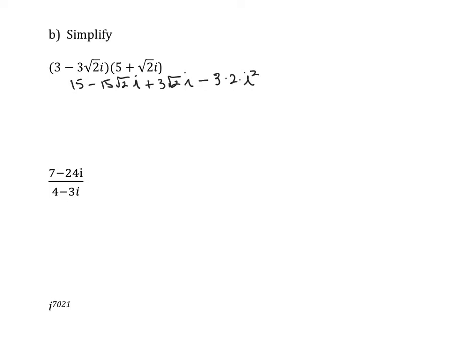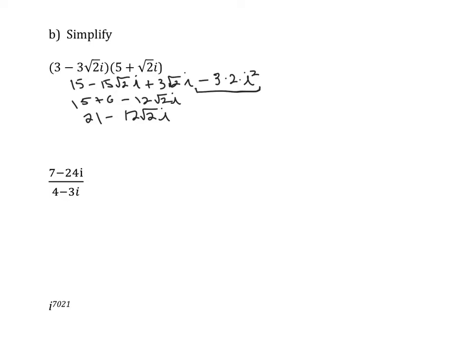Okay, when we combine here, we're going to get for our real portion 15, and then here we're going to get negative 6 times i squared, which will give us a positive 6, so we'll end up with a positive 6 here. And then we also end up with a negative 15 root 2i and a positive 3 root 2i, so we're going to end up with a negative 12 root 2i. And so when we combine, we're going to end up with 21 minus 12 root 2i.